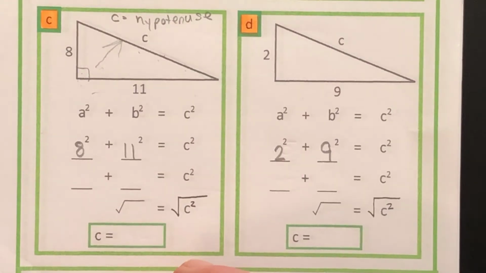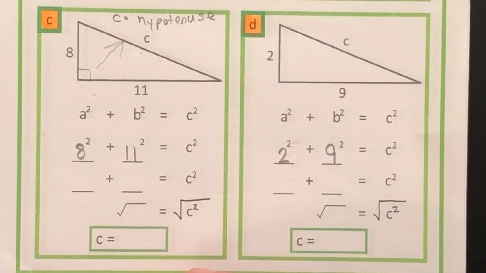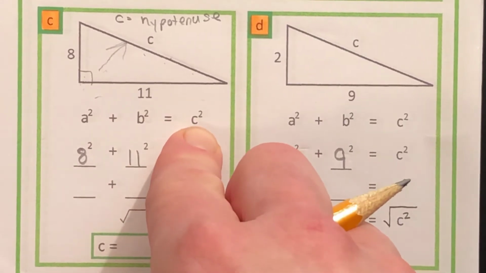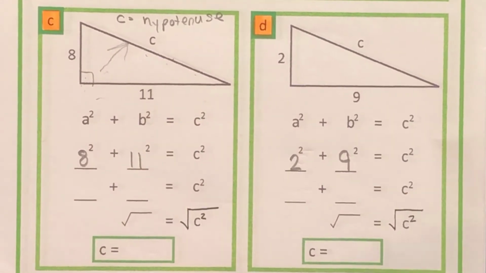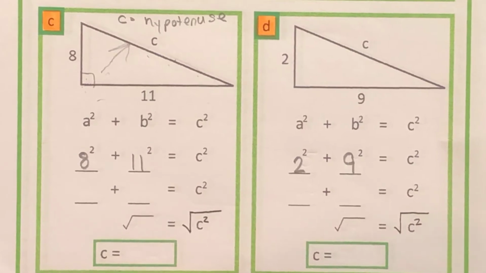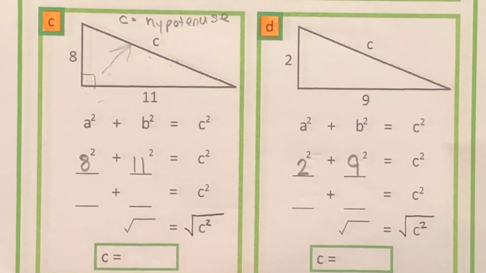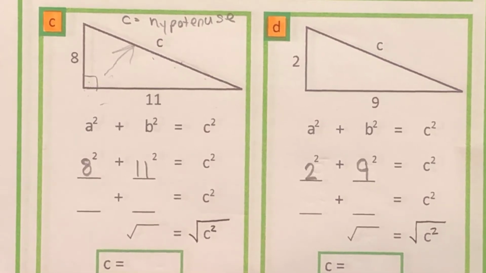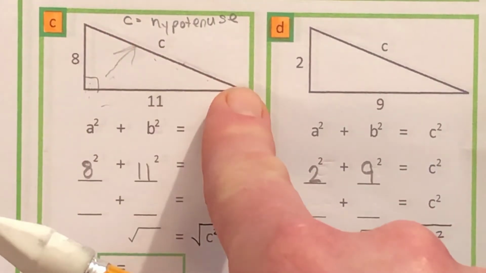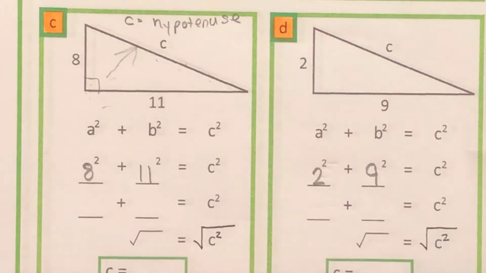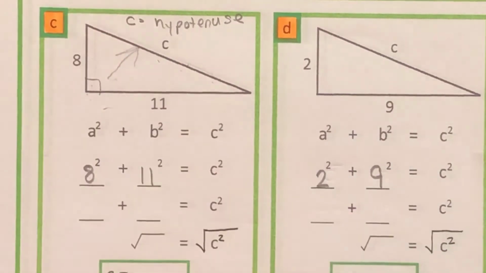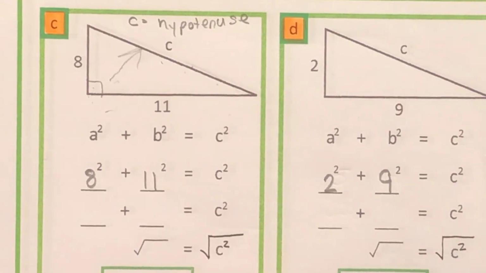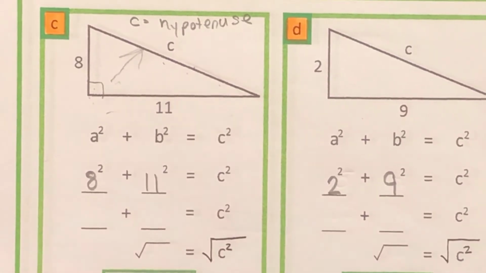Now let's proceed with the Pythagorean theorem, which is a squared plus b squared equals c squared. This theorem works when you know the length of two sides of a right triangle and you need to find out the third. Right now, we've always used it to find the length of the hypotenuse. But before we're finished, we'll use it to find the length of A. You can use it to find the length of any side, but we're just starting off with the hypotenuse.